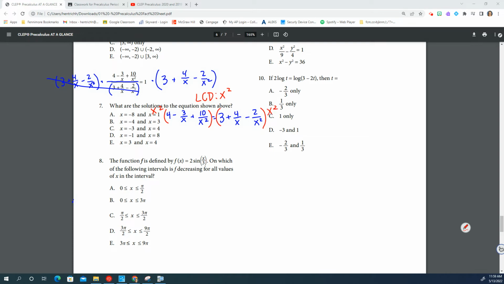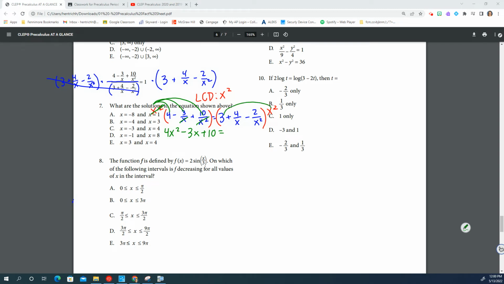Watch the magic happen. So x squared times 4 is 4x squared. X squared times 3 over x is 3x. X squared times 10 over x squared, those would cancel and give me 10. After I showed them this, they're all like, oh yeah, I remember.